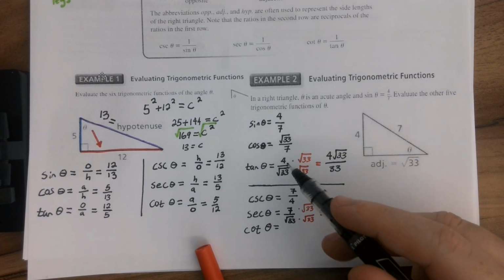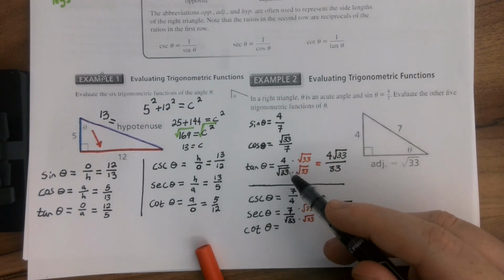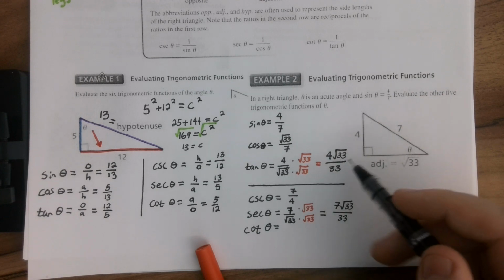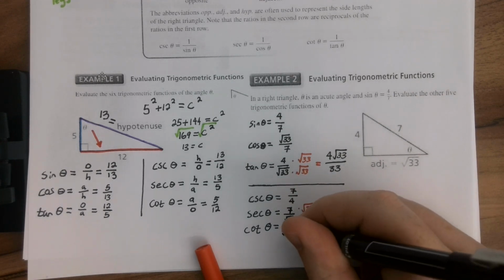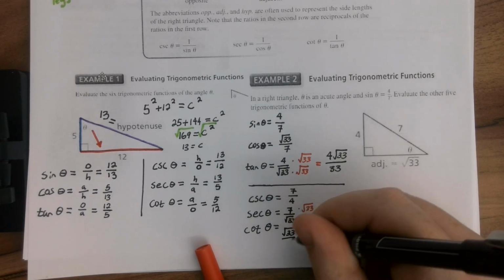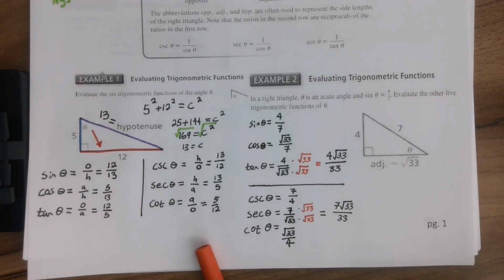Finally, for cotangent, if the tangent was originally 4 over the square root of 33, we can just flip it to the square root of 33 over 4. Done. Those are the trigonometric functions. Let's flip the page.